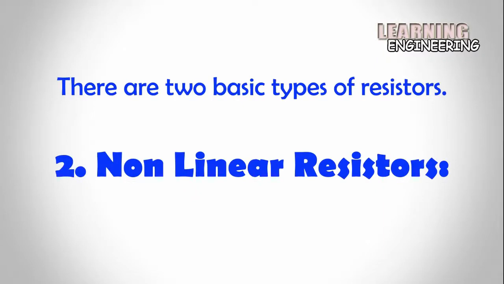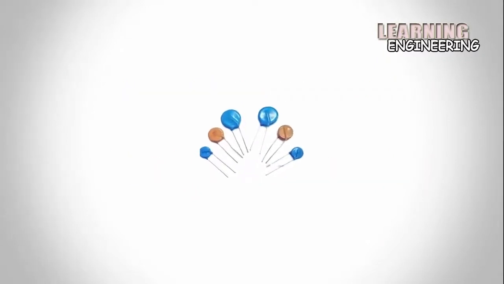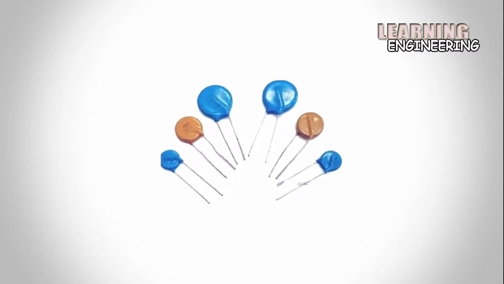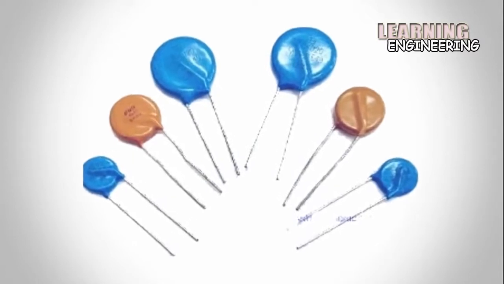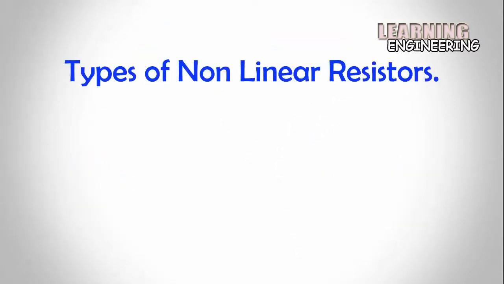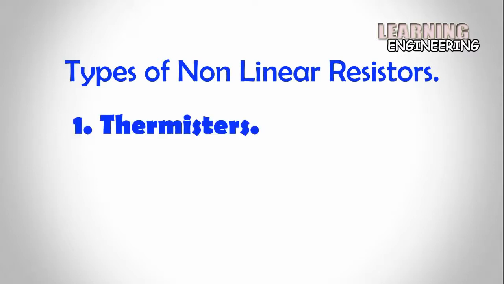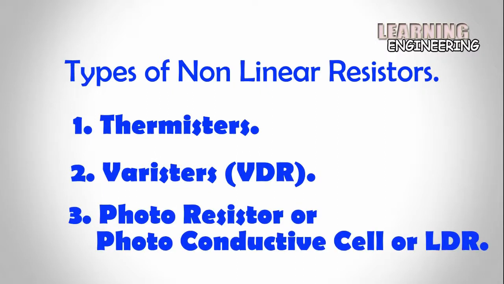2. Nonlinear resistors. We know that nonlinear resistors are those resistors where the current flowing through them does not change according to Ohm's law but changes with change in temperature or applied voltage. Following are the additional types of nonlinear resistors. 1. Thermistors. 2. Varistors, VDR. 3. Photoresistor or photoconductive cell or LDR.